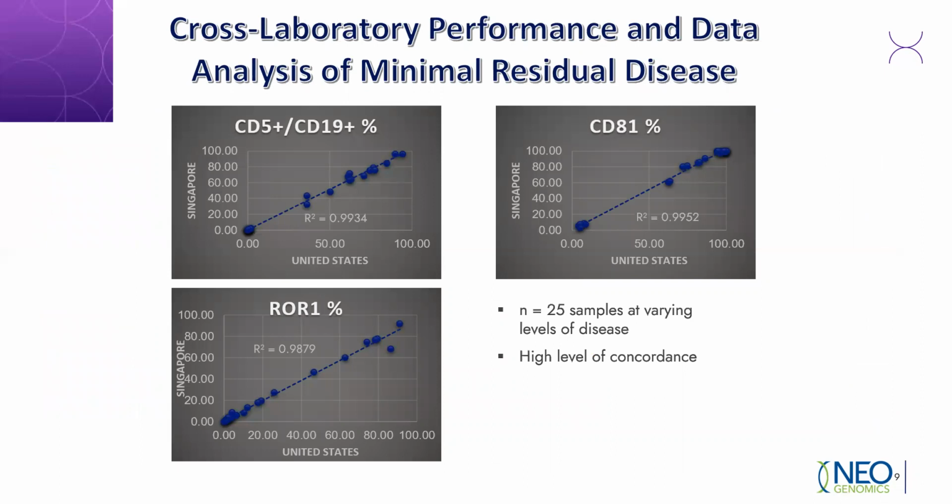In this representation, the data is displayed comparing 25 sample results of the same specimens across the laboratories, showing a high level of concordance in the data between the sites. It's noted that samples at all levels of disease were chosen for this assessment, be it high positive, negatives, and those that are at or near the minimal residual disease level.